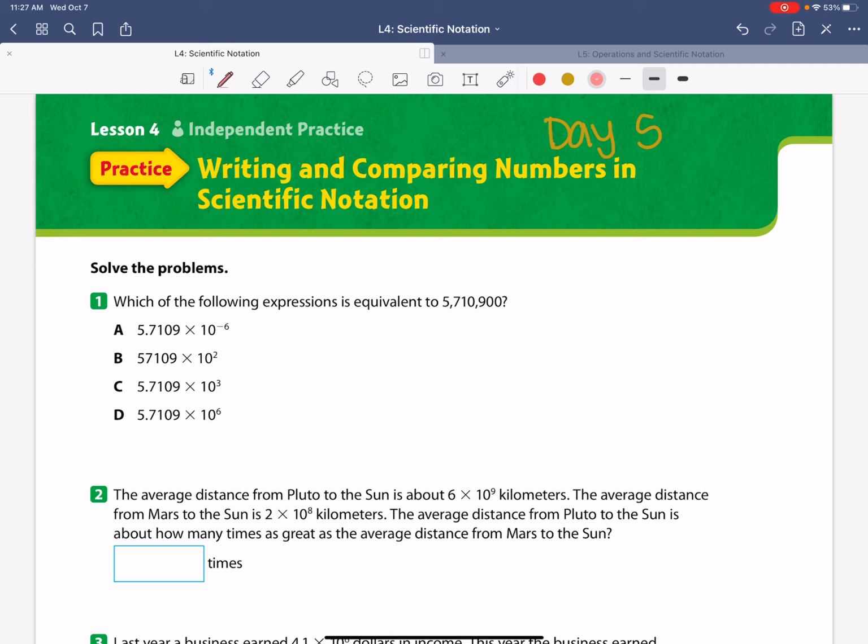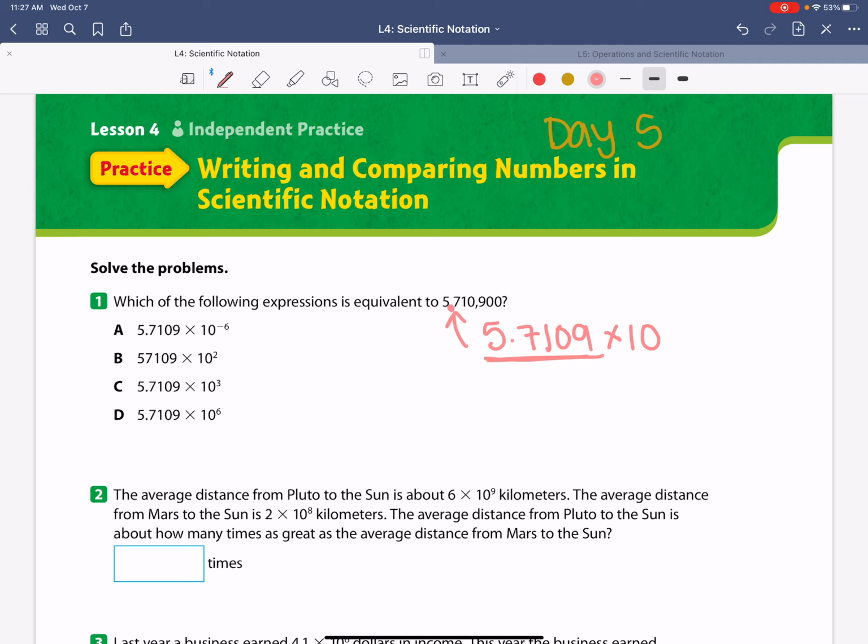So number 1, which of the following expressions is equivalent to 5,710,900? So scientific notation, we need a number between 1 and 9. The only thing that makes sense here is 5.710, and we have to put 9 in there as well because it's also there. And then you multiply it by 10 to the something power. So we're going from a smaller new number to the original large number. So we know our exponent needs to be positive.